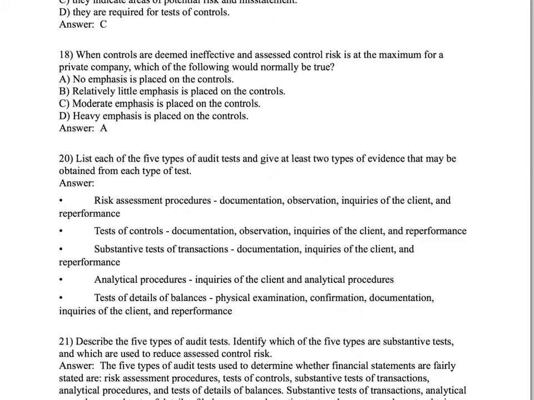Number 20, list each of the 5 types of audit tests and give at least 2 types of evidence that may be obtained for each type. So you can read through those: risk assessment procedures, test of controls, substantive test, analytical procedures, test of details. The risk assessment procedures are generally part of your planning process. Test of controls start to get integrated with your substantive testing, but you've got your substantive testing, analytical procedures, and test of details. So those are the areas that you'd be auditing.